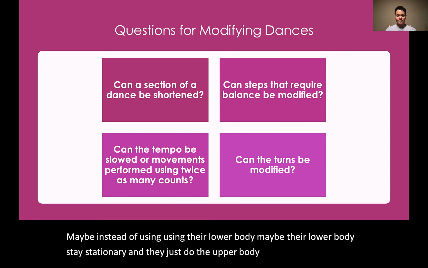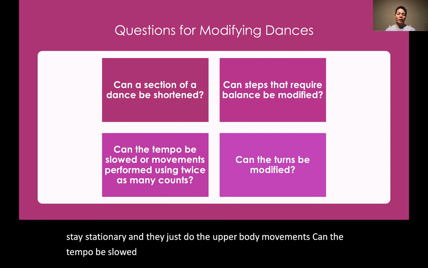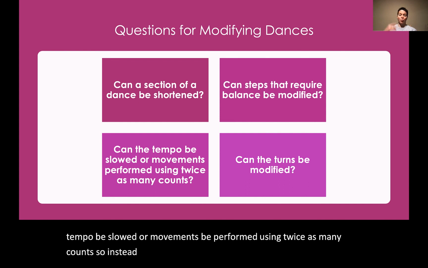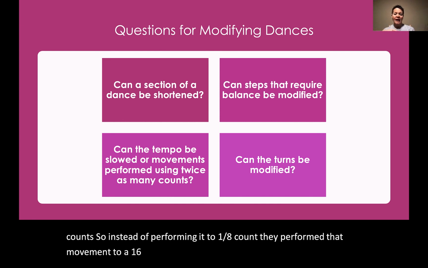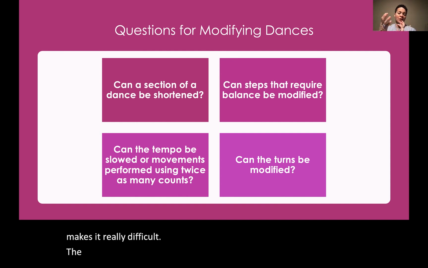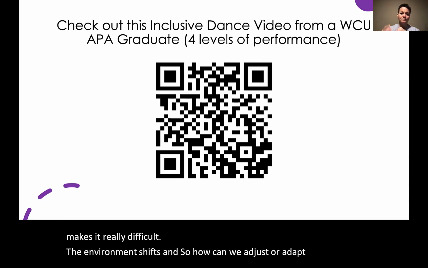Can the tempo be slowed, or movements be performed using twice as many counts? So instead of performing it to an 8 count, they perform that movement to a 16 count. And can turns be modified? Because that sometimes makes it really difficult when the environment shifts. And so how can we adjust or adapt that?